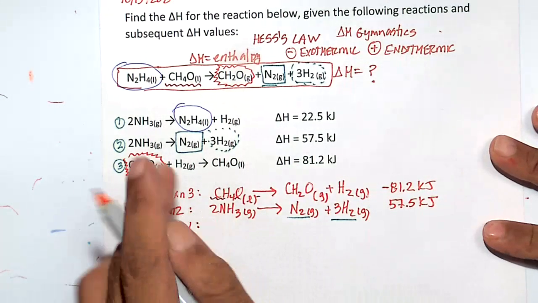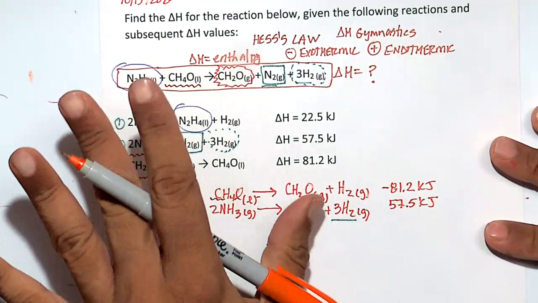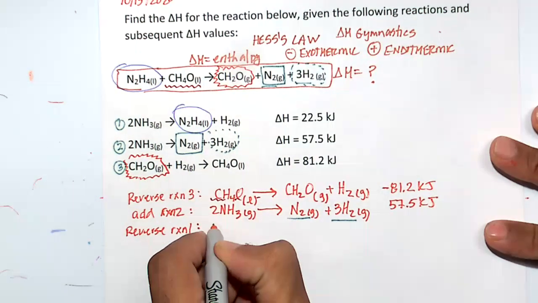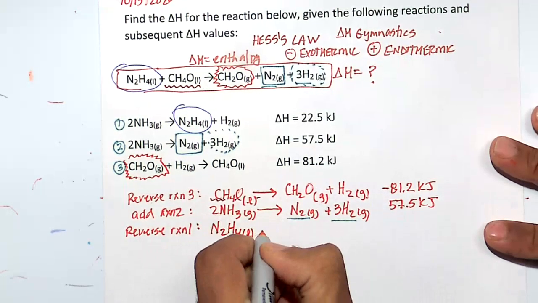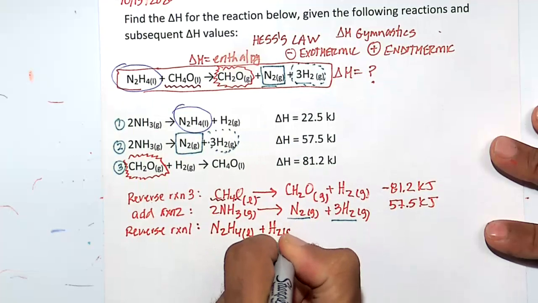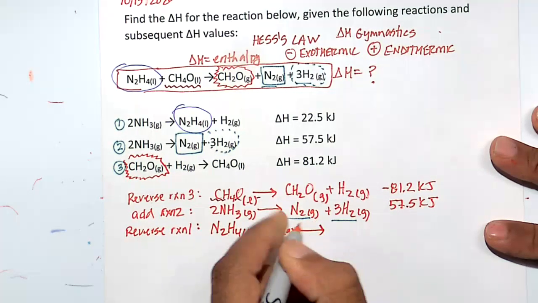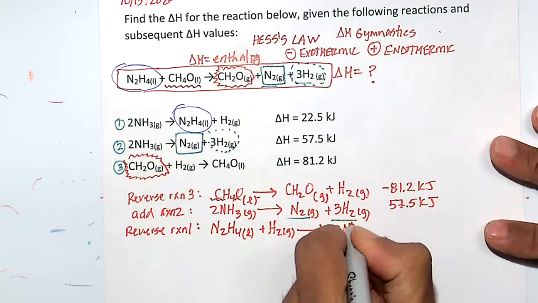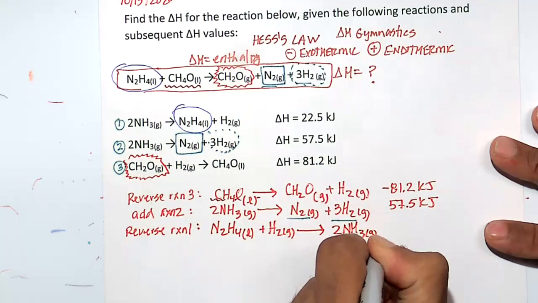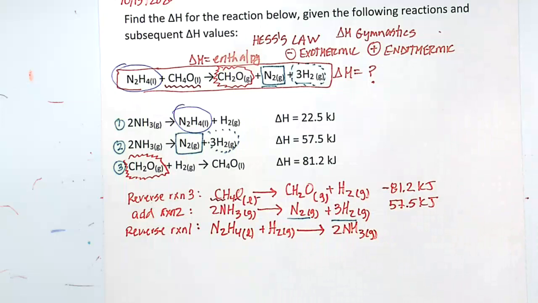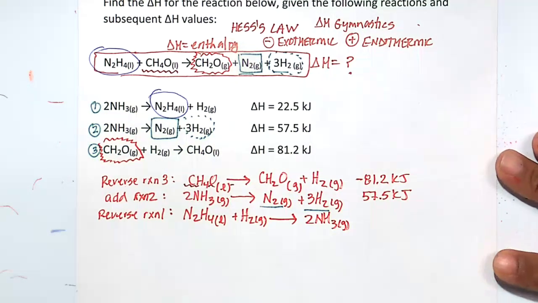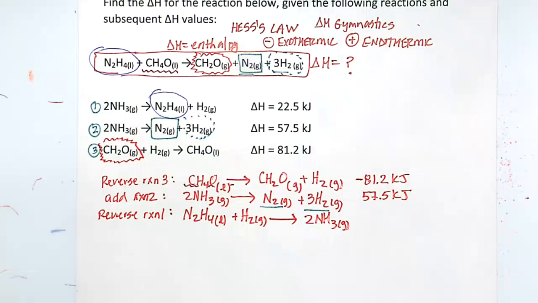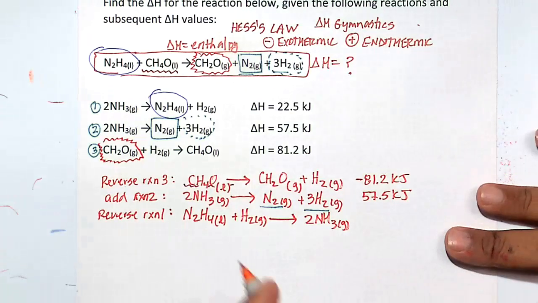All right, reversing reaction 1. Okay, thank you, Alex, for that. Okay, reversing reaction 1, it's going to be N2H4 liquid plus H2 gas goes to 2NH3 gas. So I flip this, and I flip the sign.